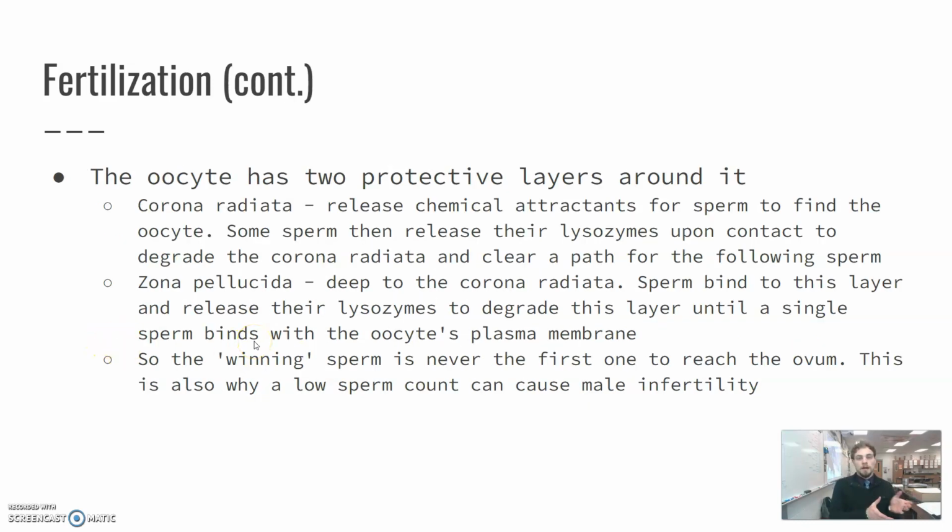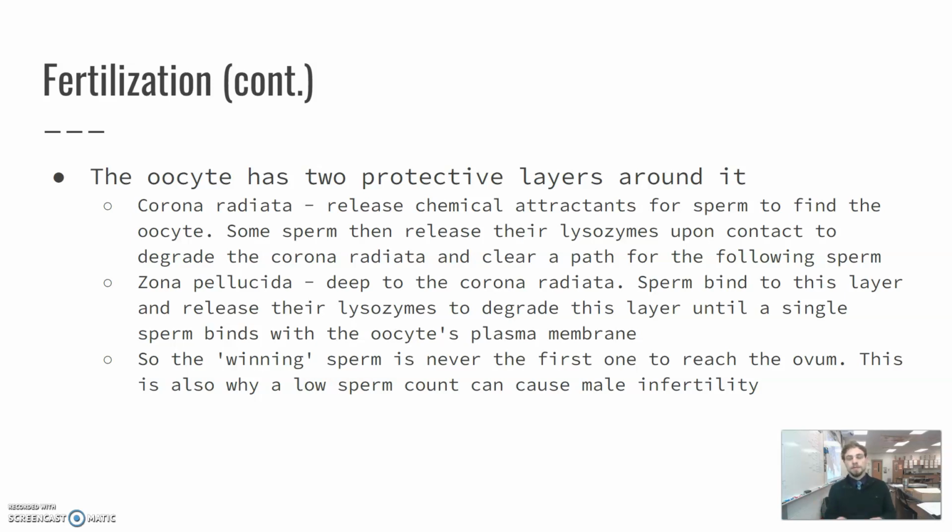So on the egg side, you have this oocyte, the egg cell, and it's going to have 2 protective layers around it. The first is going to be the corona radiata. That layer is going to be releasing these chemical attractants. And so the sperm are going to run into these chemical attractants, and that's basically going to direct the sperm towards the oocyte. And once those sperm make contact with the oocyte, they're going to be releasing those lysozymes that are found in that acrosome cap of the spermatozoa.